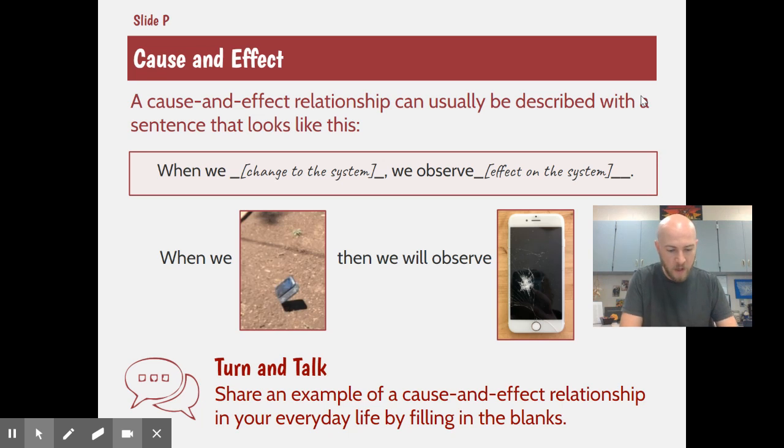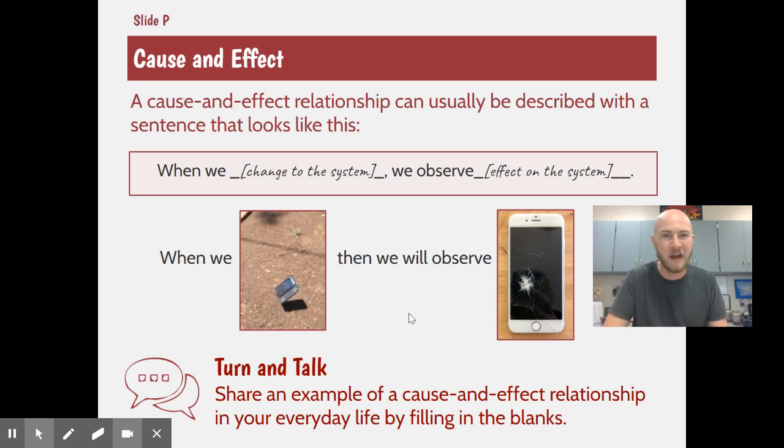All right, so looking at this slide, this is going to help us try to form these cause and effect questions. So, a cause and effect relationship can usually be described with a sentence that looks something like this: when we change something to a system, we observe a certain effect on the system. Okay. Another way we can say this is that when we change this, then we observe that. All right. And an example here that we have is when we drop our cell phone on the ground, then we will observe the screen crack.